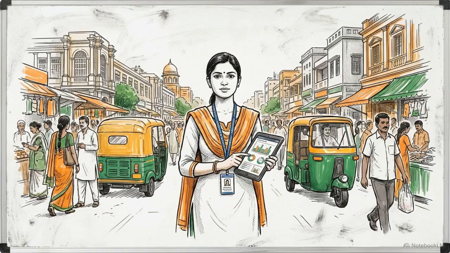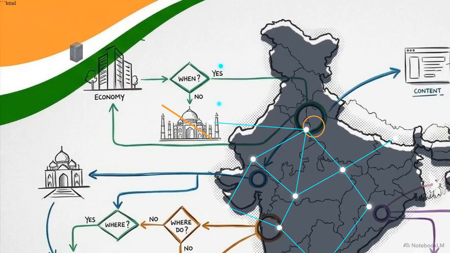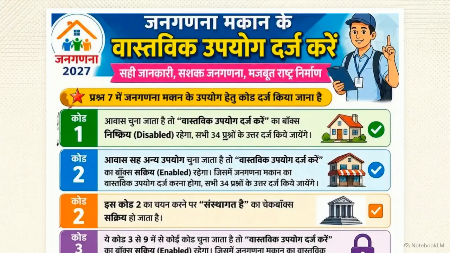Welcome to the front line of Census 2027. As an enumerator, the data you collect over the next few weeks will become the foundation of national policy for the next decade. Precision is everything. During the house listing phase, you'll encounter a crucial step, recording the actual use of the house under Question 7.